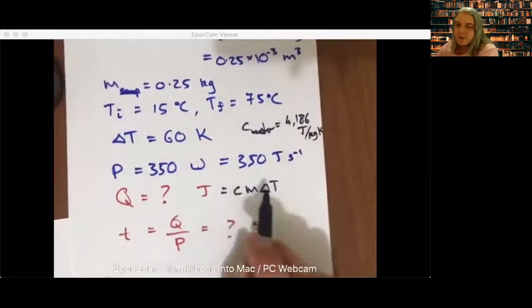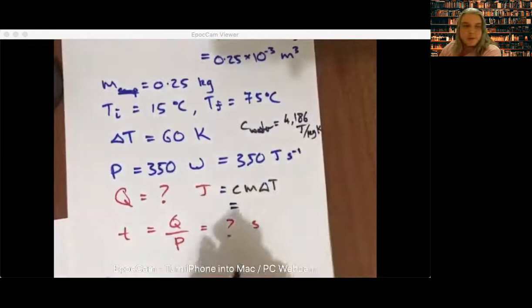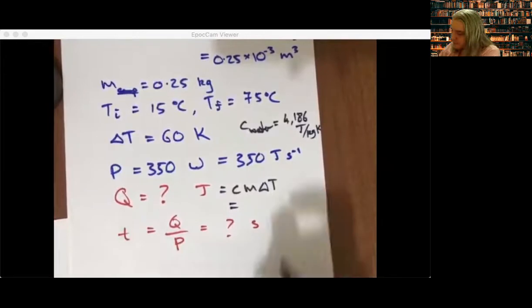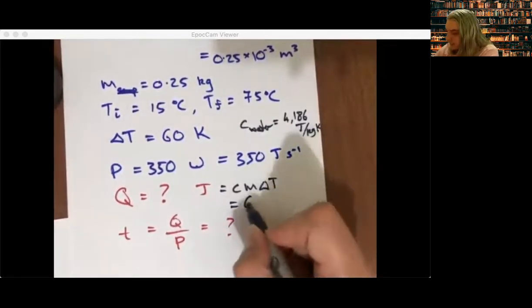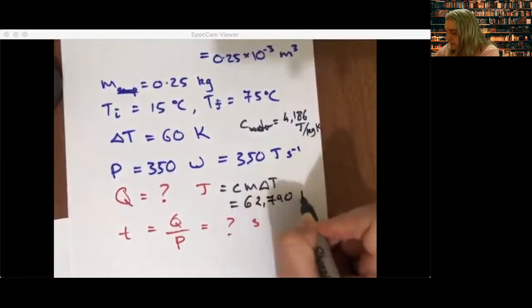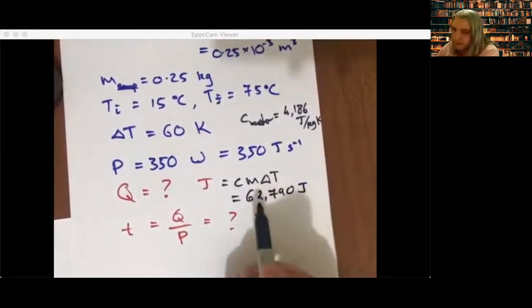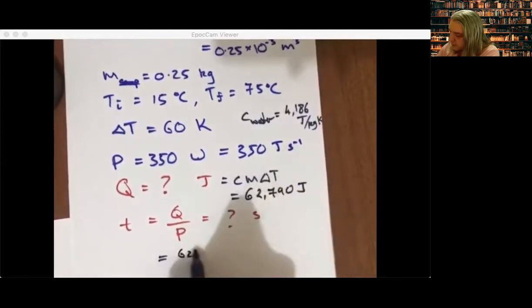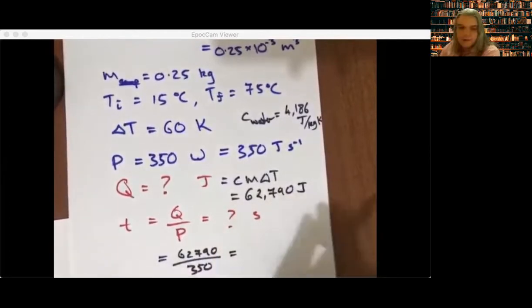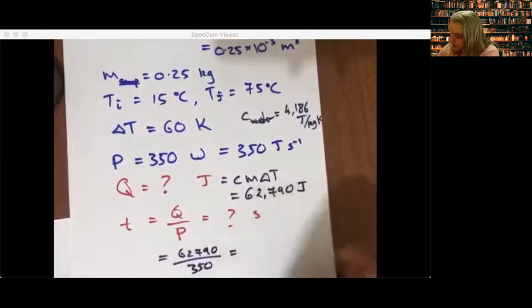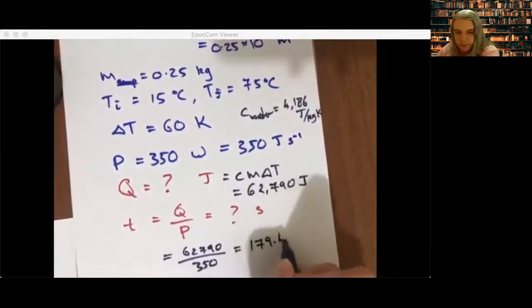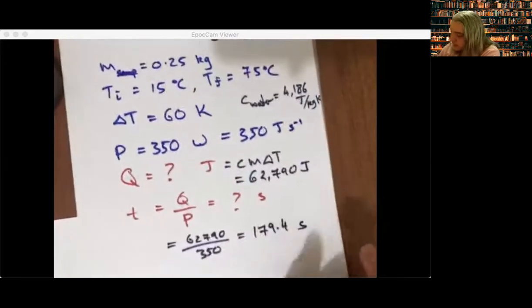So for Q, if you plug in those numbers, 0.25 times 4,186 times 60 Kelvin, we get 62,790 joules. And we've said that we get 350 joules per second. So if we divide 62,790 by 350, that'll tell us how many seconds it takes to heat up our soup. And that is 179.4 seconds, which is quite a few seconds.